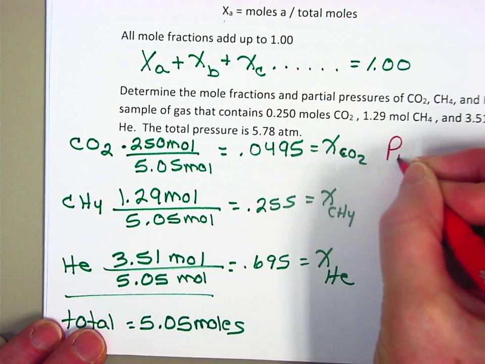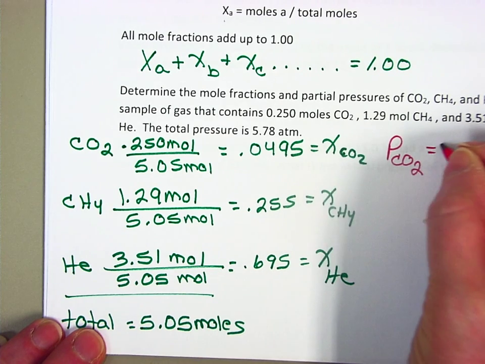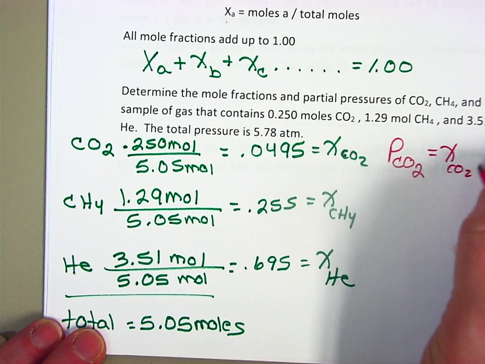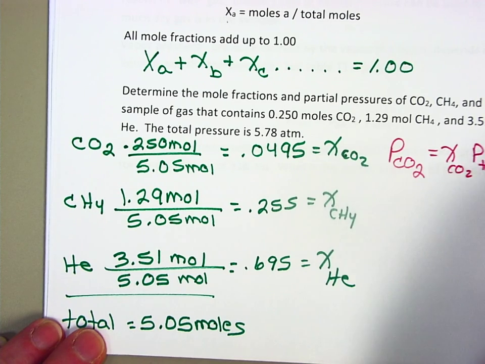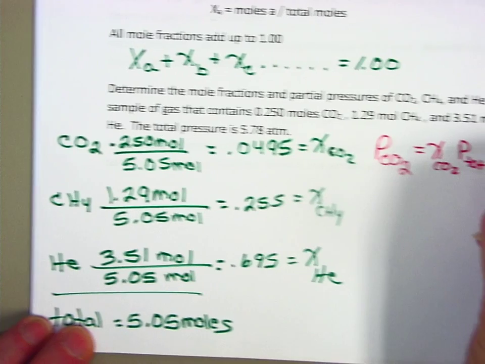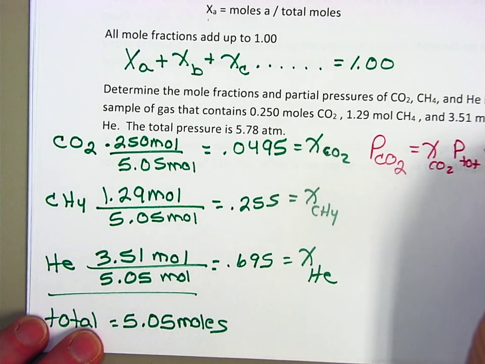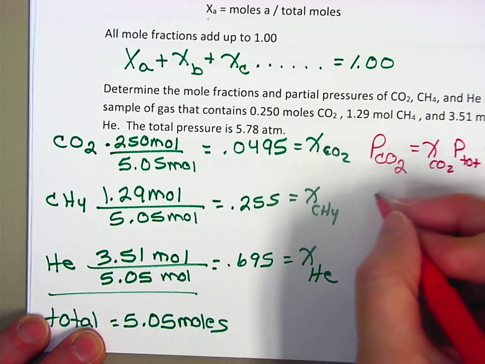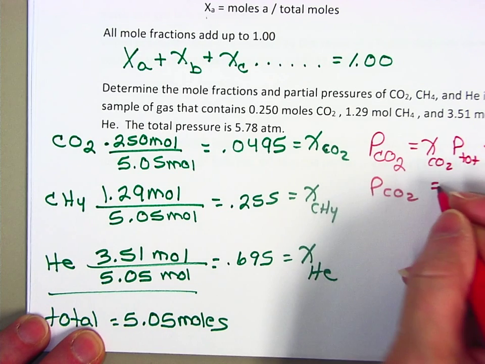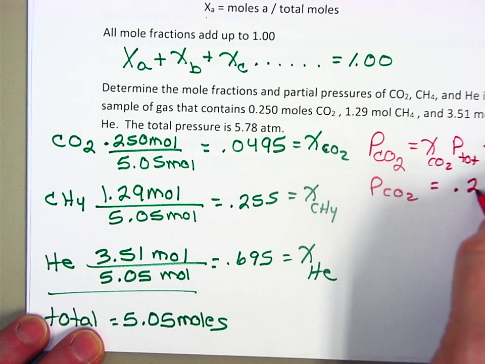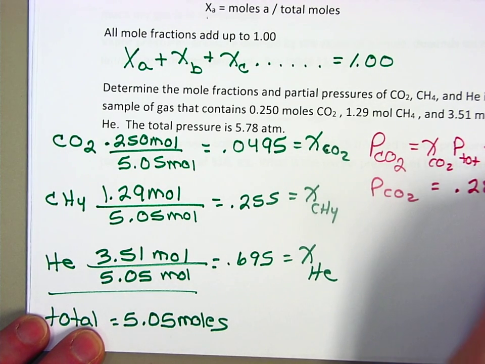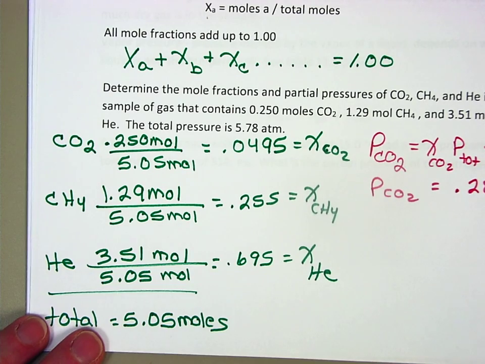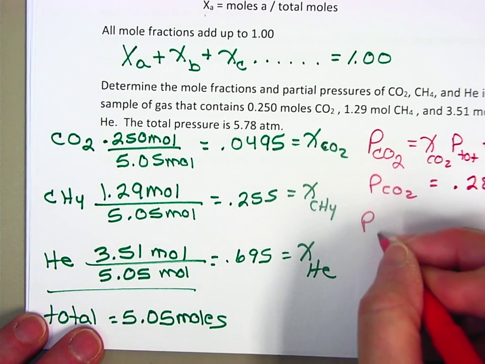So we can say the pressure of carbon dioxide is equal to the mole fraction of carbon dioxide times the total pressure. So we plug this in and we get 0.0495, my mole fraction of CO2, times my total pressure, 5.78 atmospheres. So my pressure of carbon dioxide is equal to 0.286 atmospheres.